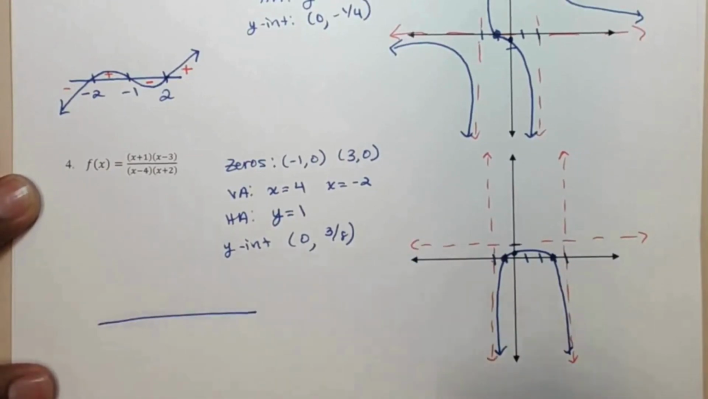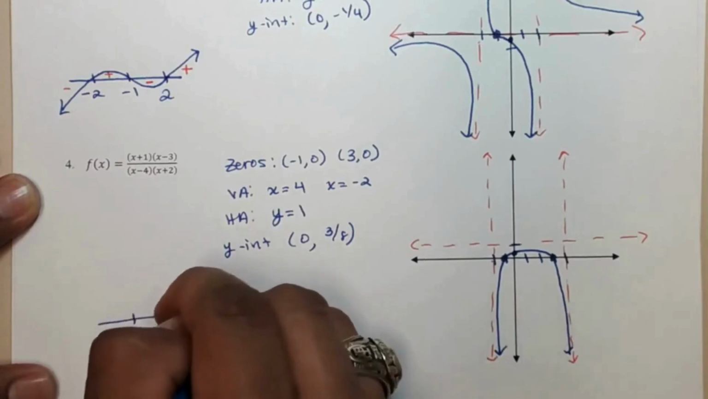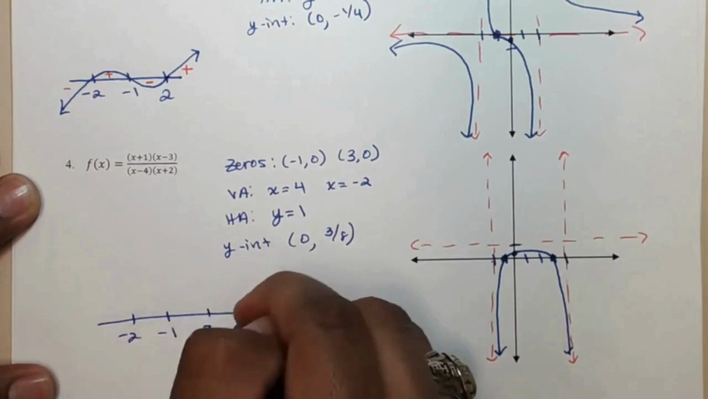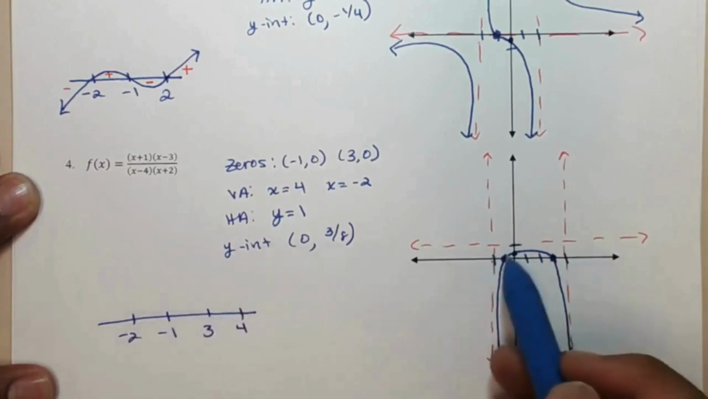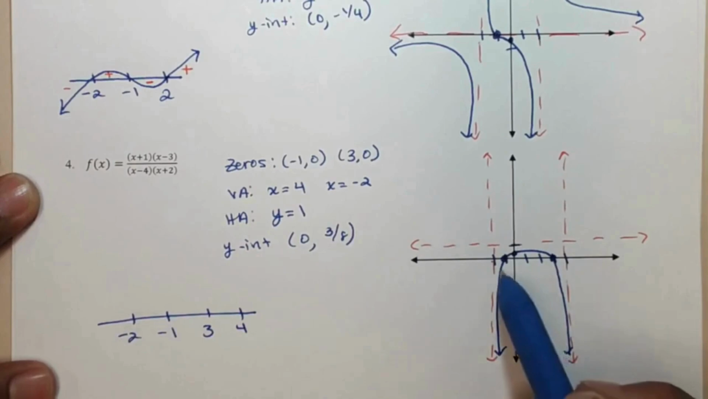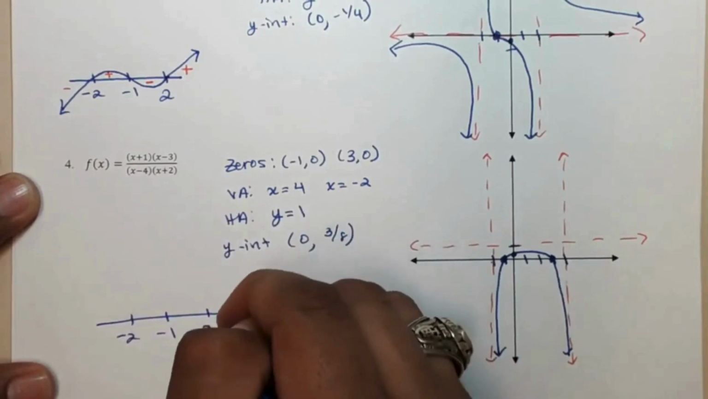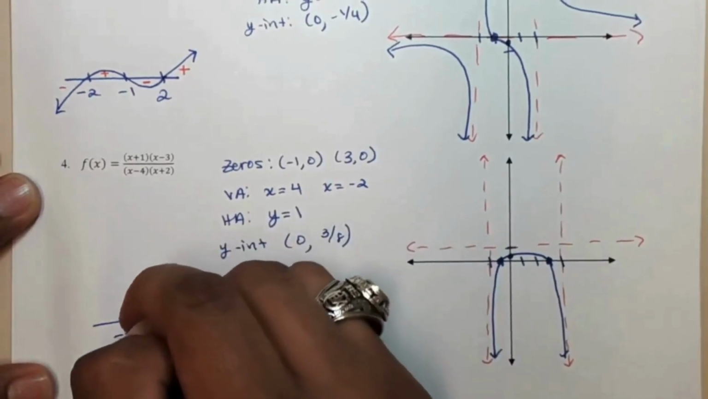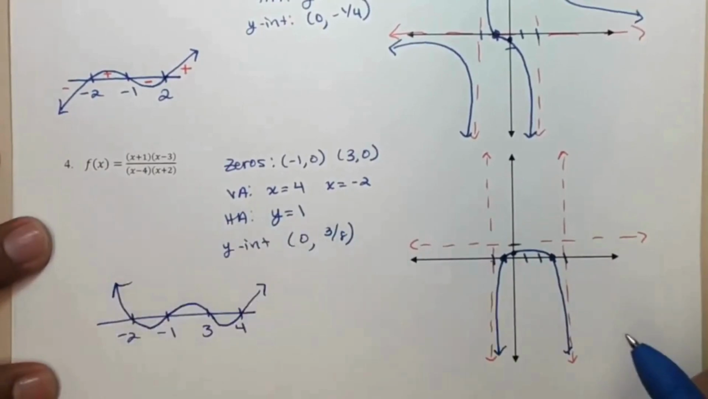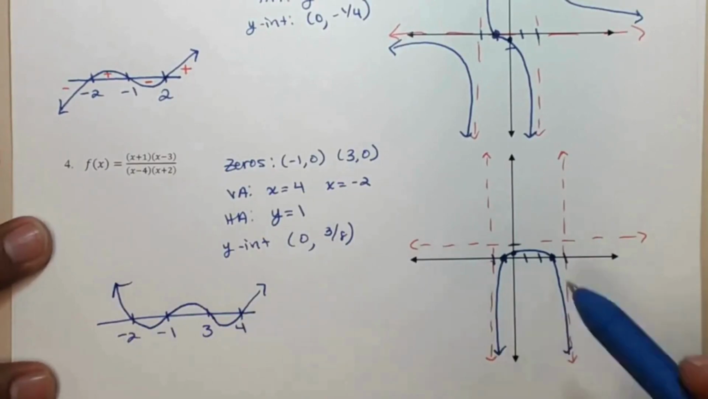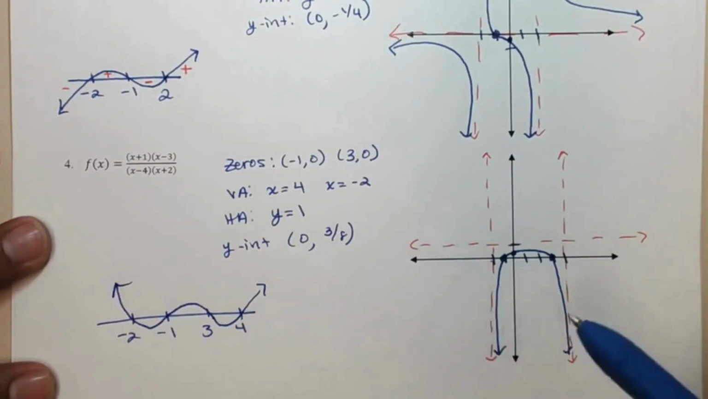Our important x values that we're dealing with are -2, -1, +3, and +4. Our vertical asymptotes and our zeros. Since our leading coefficients are both positive and all of our critical points are single roots, that's what our wave looks like. So to the right of 4, it's above the x-axis. All my y values are positive.